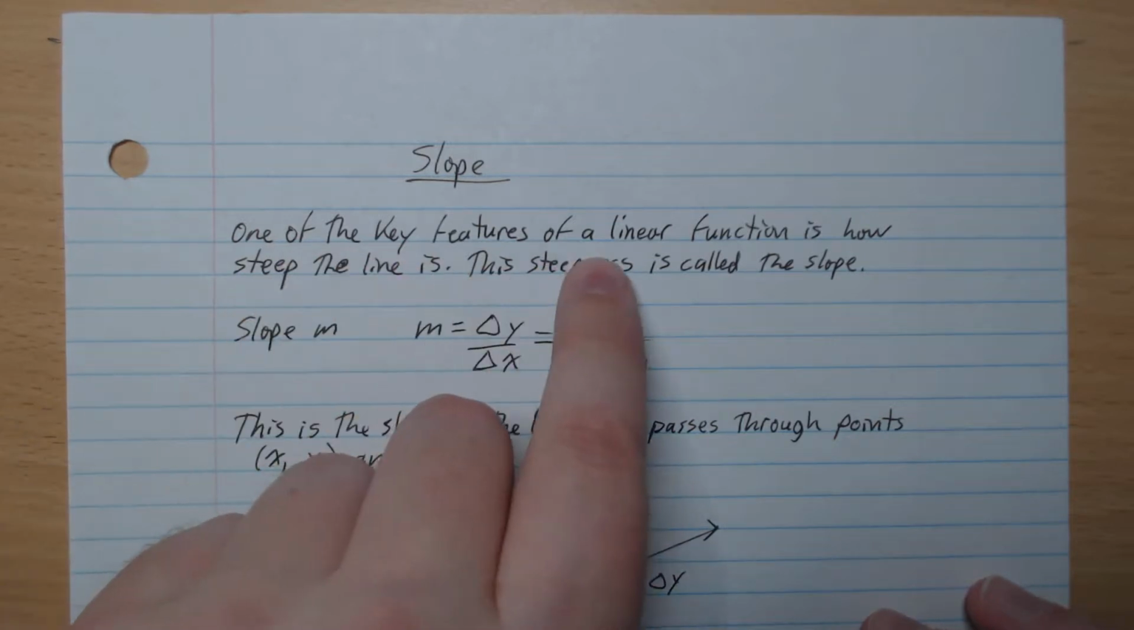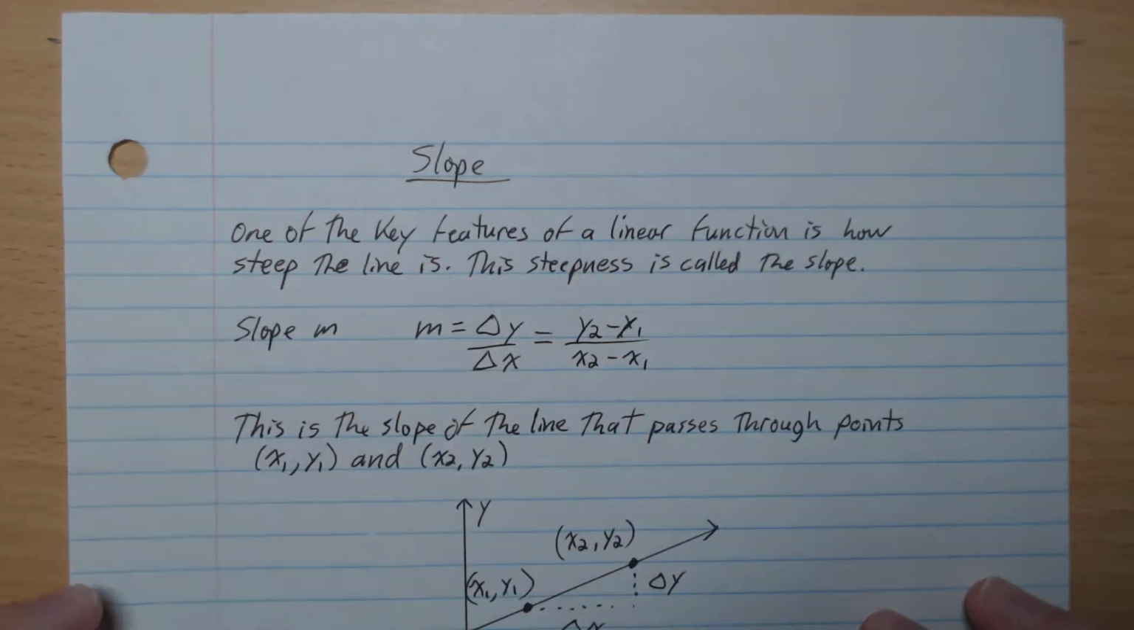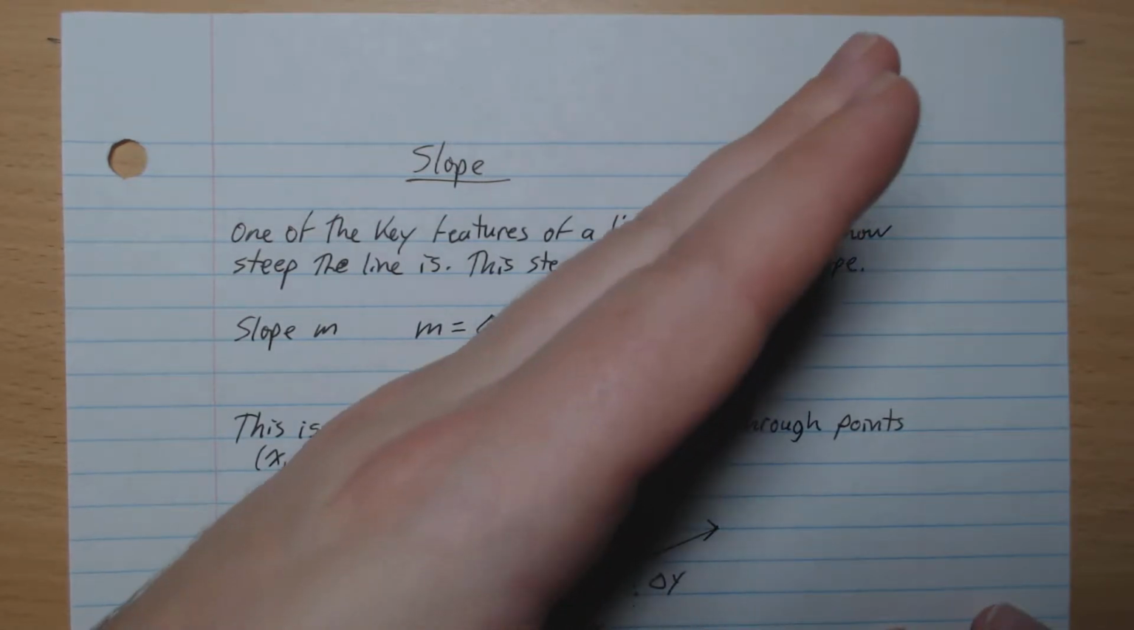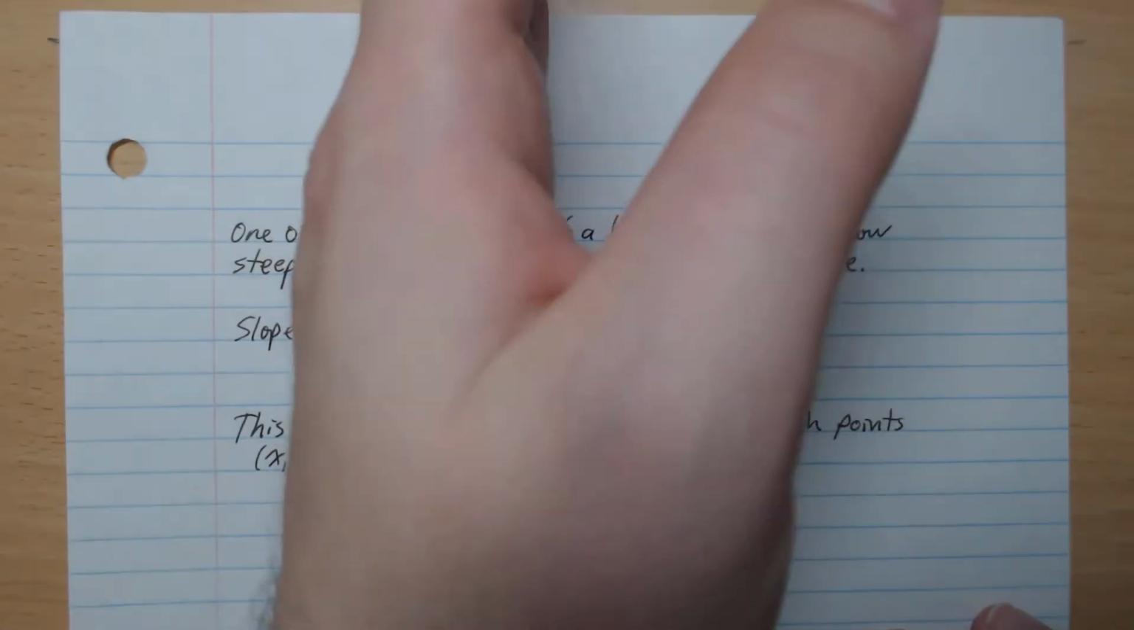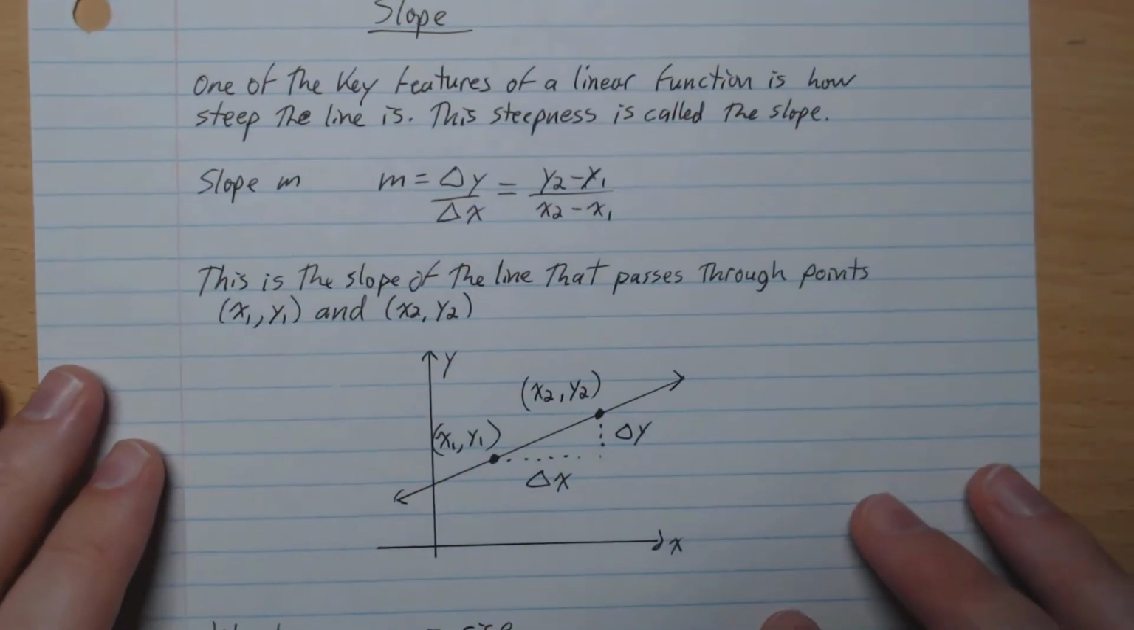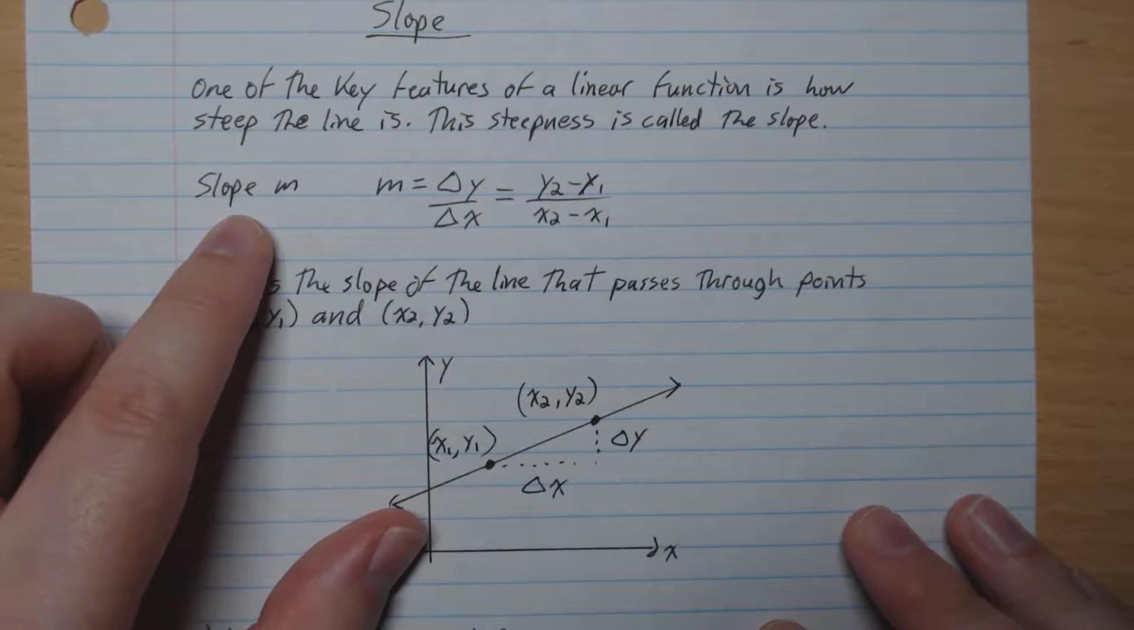One of the key features of a linear function is how steep the line is, and this steepness is called the slope. You can have it like this, like this, going downwards, or vertically up like that. This slope, we give it the letter m.